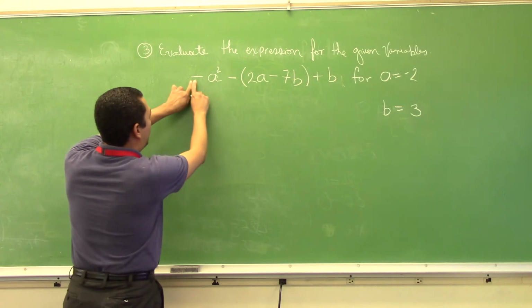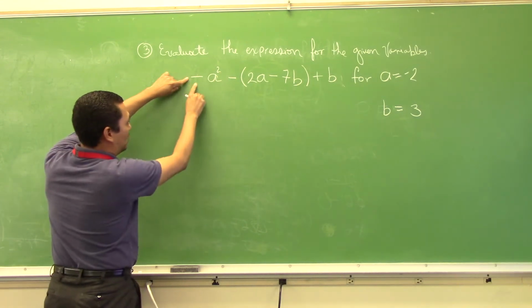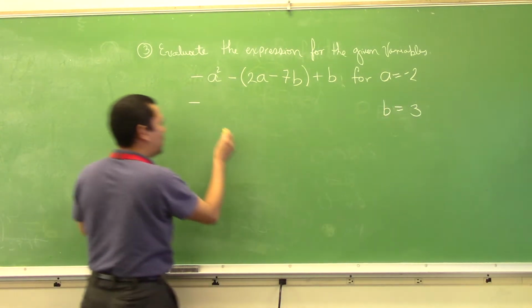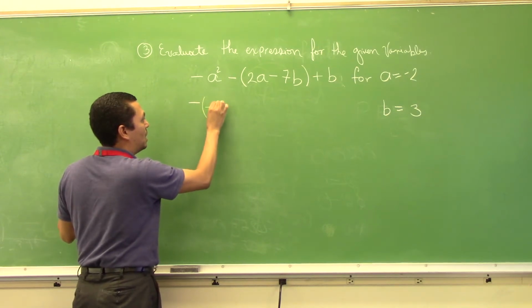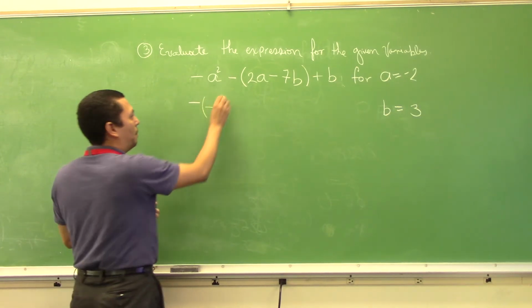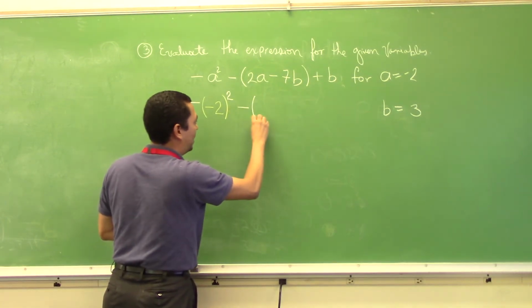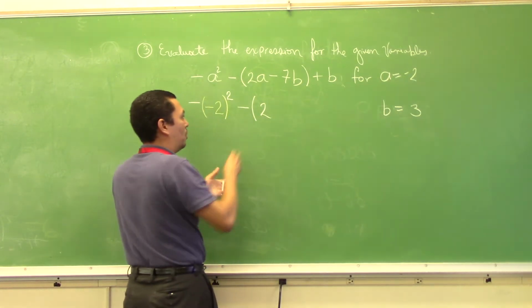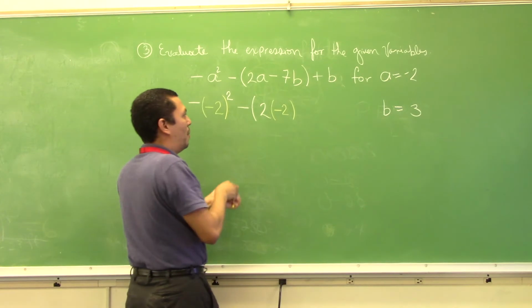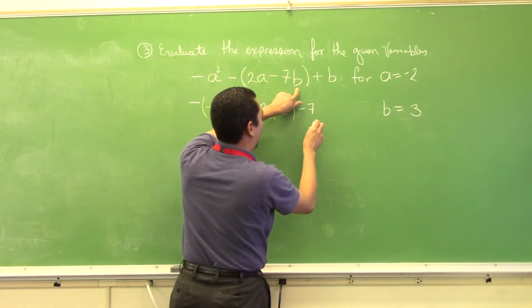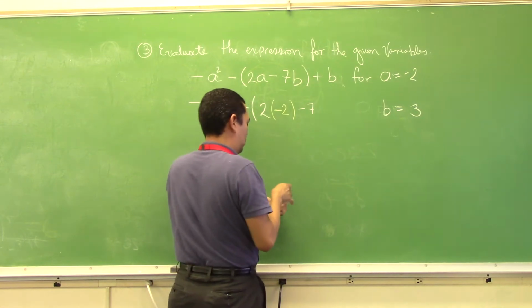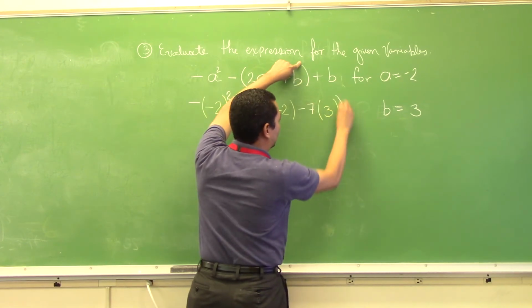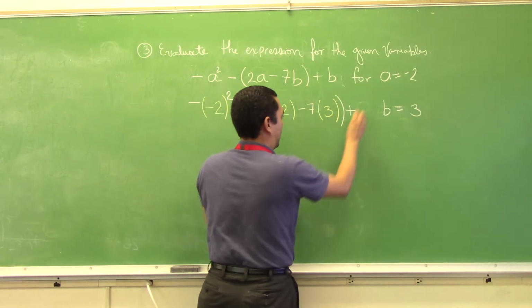For example, I have negative a to the second power. Okay, I drop the negative, and I know that a is negative 2. Because that number is negative, I'm going to open parentheses, negative 2 to the second power, minus, parentheses, 2a. What is the value of a? Negative 2. So, negative 2 minus 7 times b. b is 3. Plus b. I'm going to close this parenthesis. Plus b, which is 3.